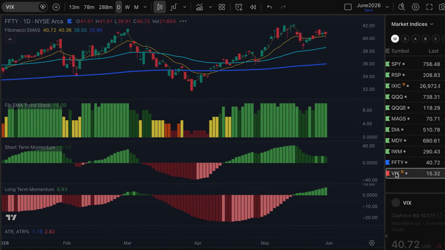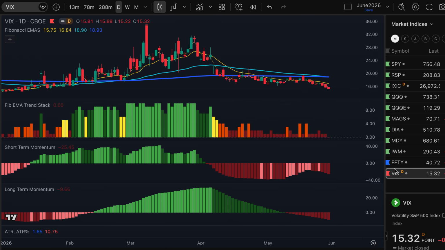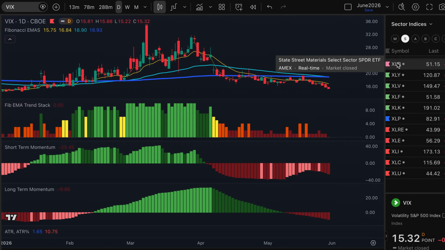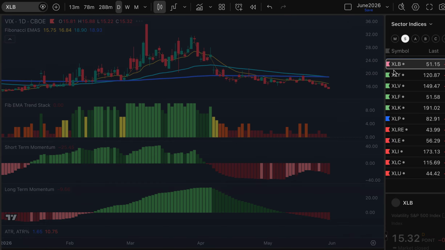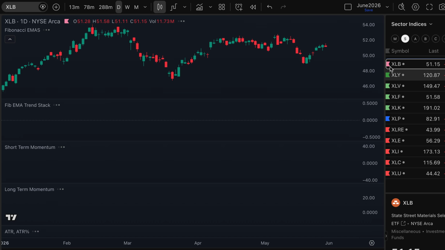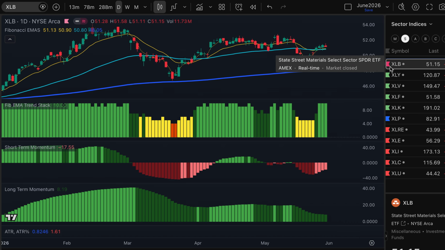And next we'll look at the volatility index, the VIX. We want to see this low. We've got the trend stack is red, the short-term momentum is red, the long-term momentum is red. This is exactly what we want to see. Next, we'll take a look at the 11 spider sector ETFs. By the way, the color codes on all of these tickers are according to the short-term momentum.